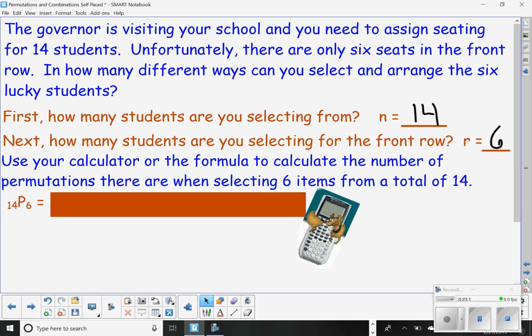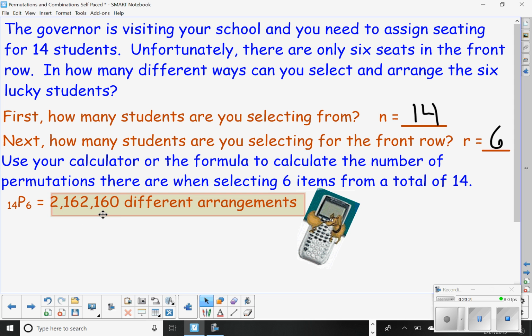How many students are you selecting for the front row? 6. Well, if order matters, let's say whoever sits at one end is actually closest to the governor, then order matters, and I can do a permutation. And I get 2,162,160 different arrangements. Let's think about it. The governor is probably sitting up on stage, and nobody in the front row is any closer than anybody else in the front row. They have an unobstructed view.